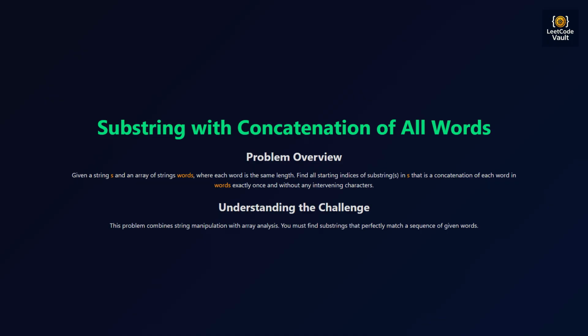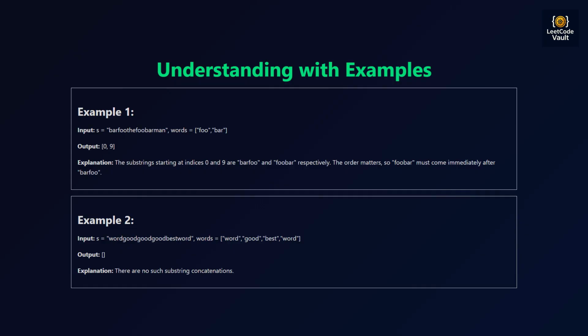Let's dive in. Understanding with examples. Let's understand this with a couple of examples. Suppose our text is "bar foo foo bar foo bar man", and our words list is "foo bar". Notice how "foo bar" appears twice in our text. Our algorithm should identify the starting indices of both 0 and 9.